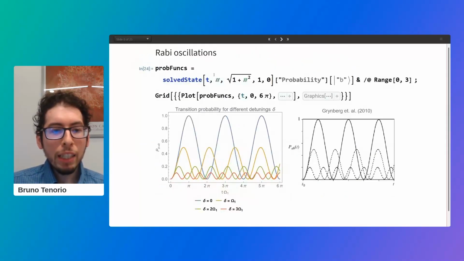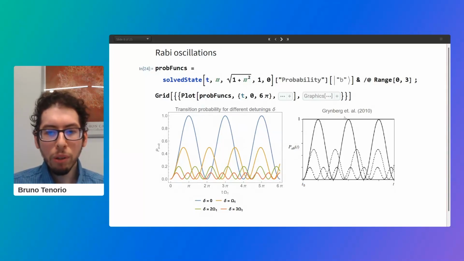the probability of finding the atom in the excited state, having it initially in the ground state, something that's called the transition probability. We do it for different detunings, and we can see this nice plot of the Rabi oscillations, which coincide with a textbook example from the Grynberg book, which is nice.